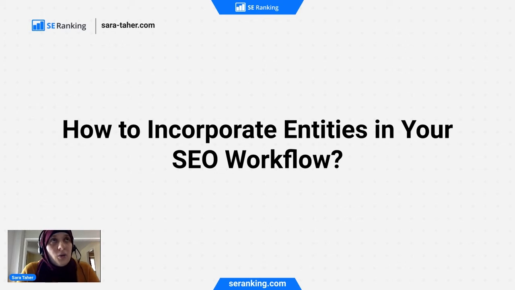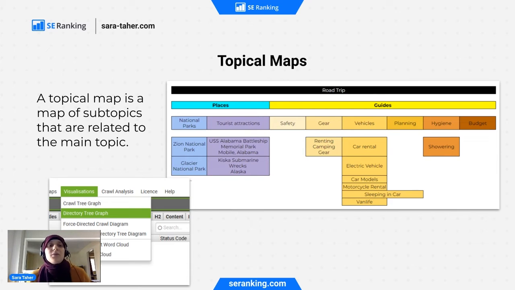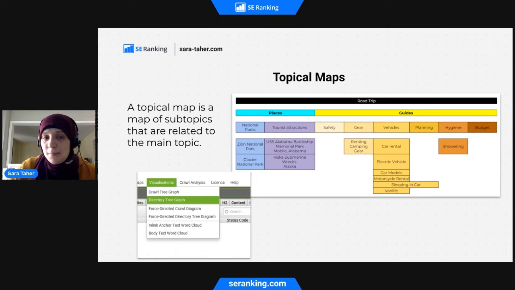Okay, we know what entities are. We know why they're important. We know how to find them, but how do I incorporate them in my workflow? Like, I'm doing SEO today. What should I do to include entities? First of all, and I feel this is a really good strategy for you to do anytime you're executing a content strategy or doing a content audit, it's a great way to start by creating a topical map.